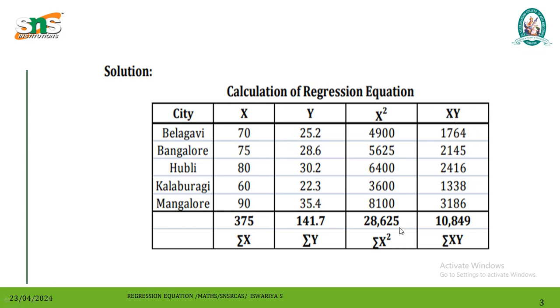After that, we have to find the summation of all those values. By adding all the values of x, I get summation x as 375. In the same way, by adding all the values of y, I get summation y as 141.7. In the same way, we have to find the values of summation x square and summation xy. After finding the table, we have to find the regression equation.